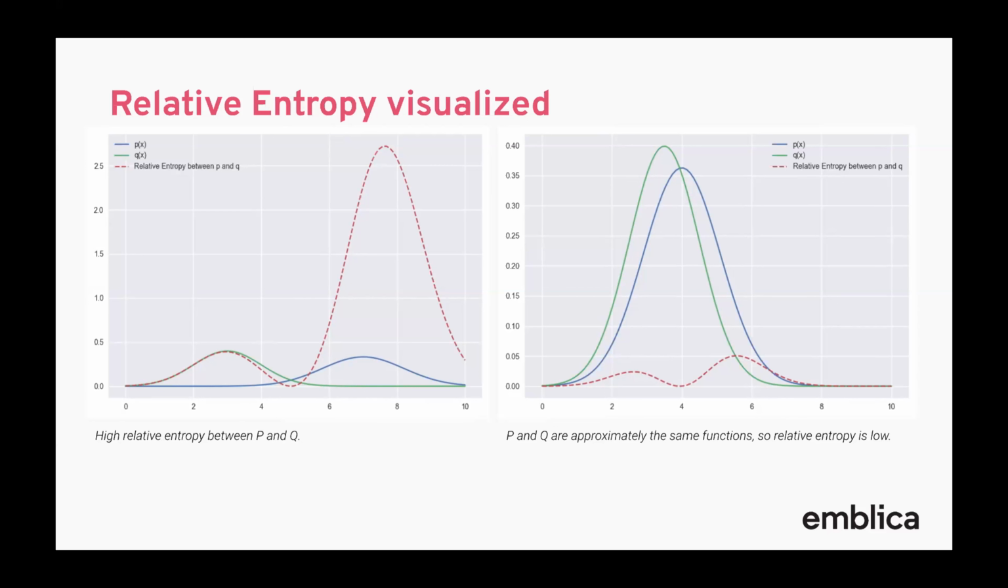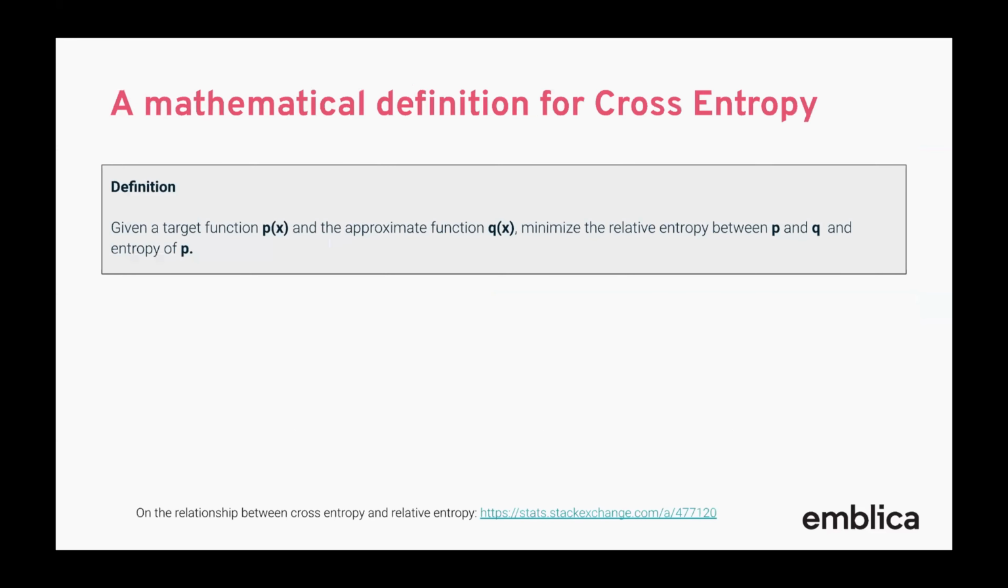And as these two functions in the right side image move closer to each other, we could say that p approximates q. So they are approximately the same function. Now the relative entropy is quite low. It peaks at only 0.05. So we have approximately the same functions. And this is actually what we're doing with cross entropy.